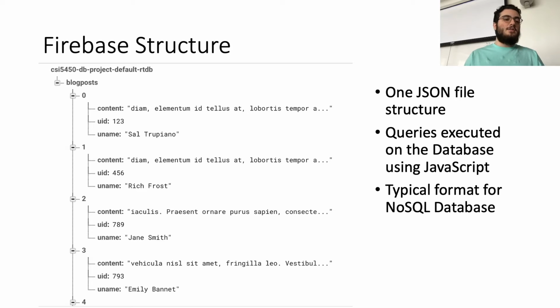Under 0, the content for that author is whatever default text I put in there. I also made an individual user ID and the username for each person. So you can add as many of these as you want, or you can take them away. If you change one thing, it's synchronized with all the clients, etc. So this is basically the format of a Firebase database, a super simple JSON file.